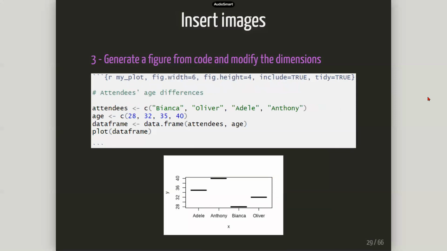Another way of inserting images is to actually generate the figure from code. And you can also modify the dimensions inside your code rules. So in this case, you specify the figure width and the figure height. And you will see that I create two vectors, a character vector called attendees and a numeric vector called age. And then I combine these two vectors to create a data frame. And then I plot the data frame as my X and my Y.